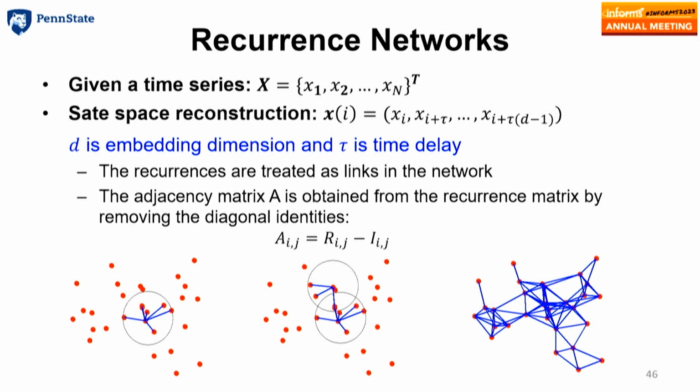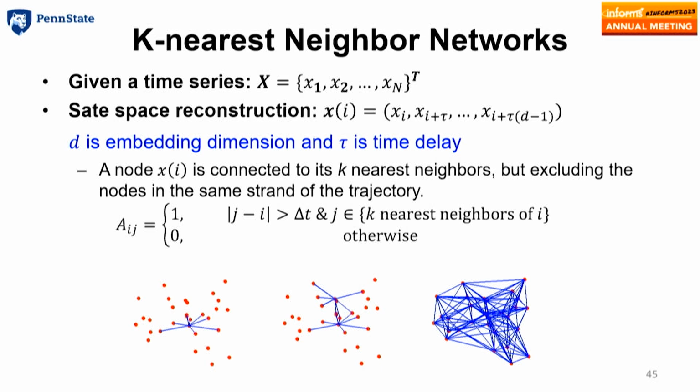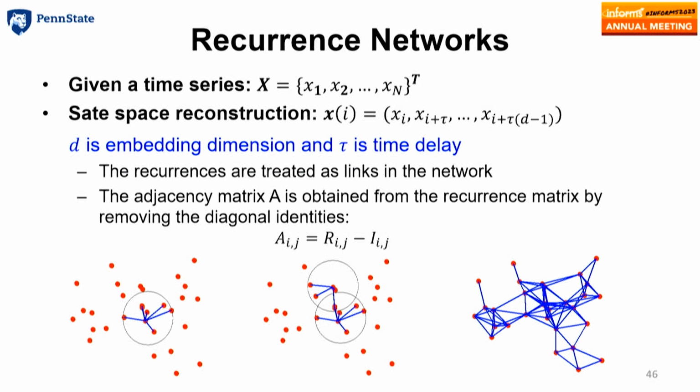However, previously the number of neighbors was fixed for every node, because every node got k neighbors. But this one is based on the recurrence. That means if we draw a ball around this state, we will be able to find the neighbors. But in a different area, we might find fewer neighbors. The recurrences are treated as links in the network, and the adjacency matrix is obtained from the recurrence matrix by removing the diagonal identities. So this is a new recurrence network.